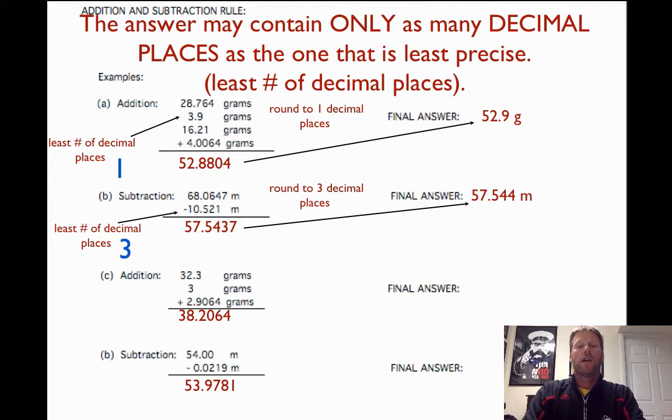All right, you know what's coming next. Pause the video and try examples C and D on your own. When you think you have the correct answers, push play and check it out.